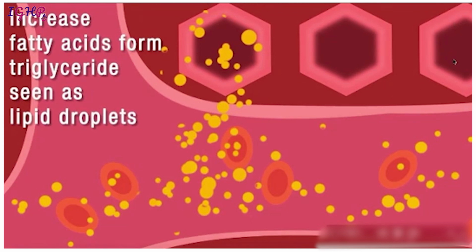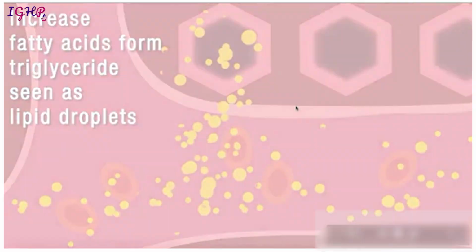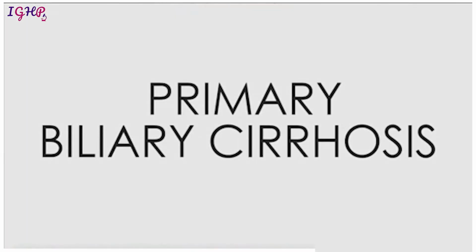That is why fat accumulation starts first in zone 3, and gradually the fat moves in the opposite direction, into zone 2, and later it will involve all the zones of the liver. That is liver damage in non-alcoholic steatohepatitis, and once the liver cells are damaged, it is called steatohepatitis. The next pattern of injury is primary biliary cirrhosis.